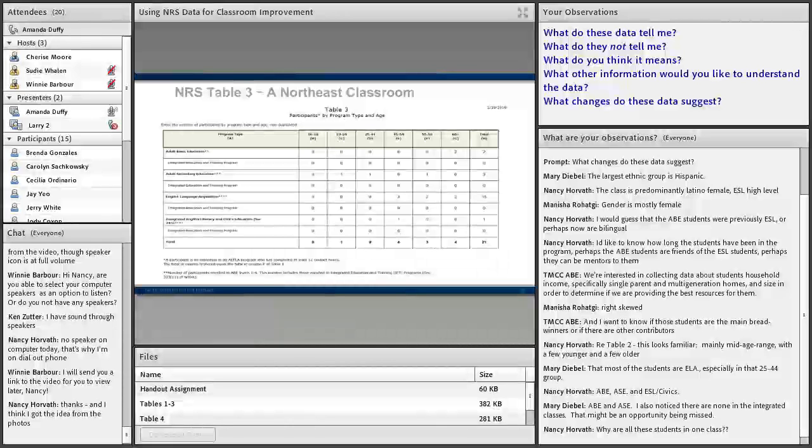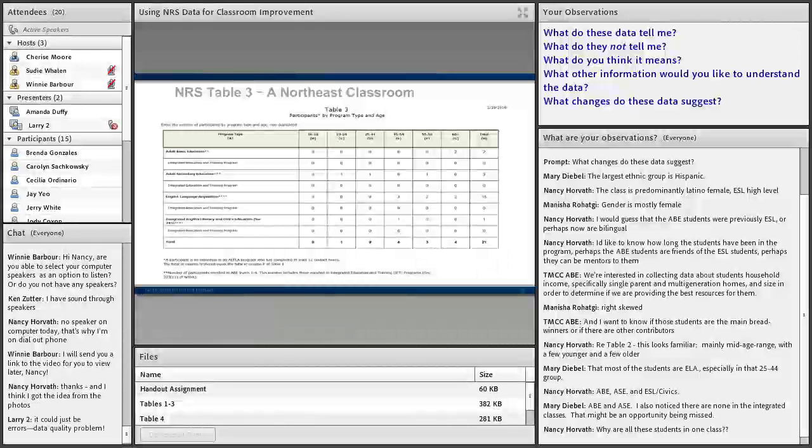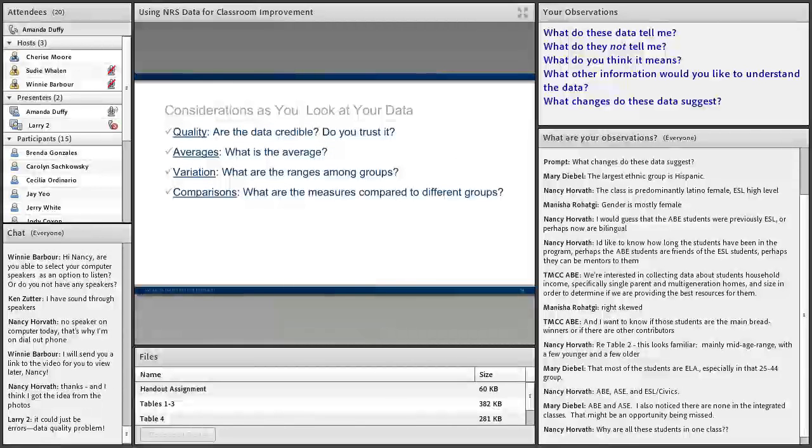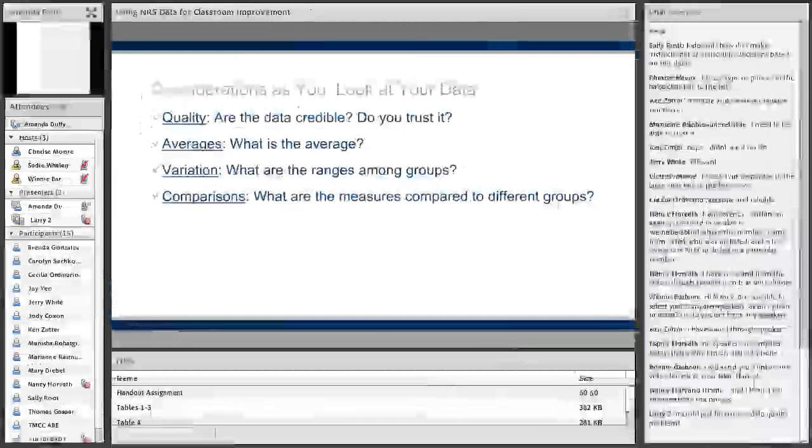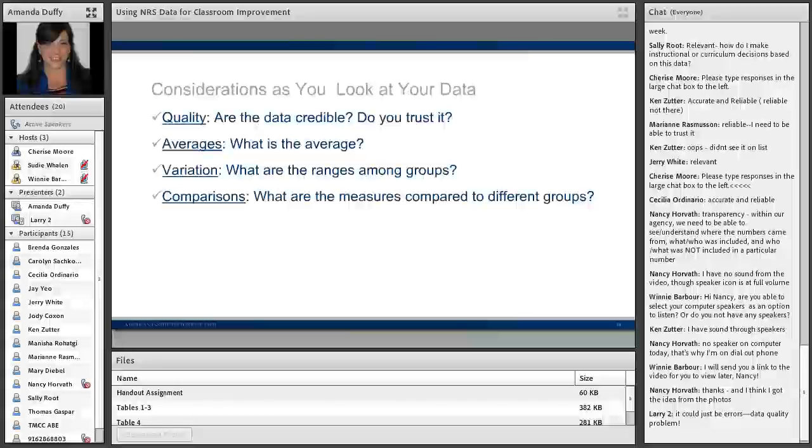So this is just some of the information that you can gain when you take a look at your individual classroom tables. And of course, it was a very short amount of time to look at the table, so you could spend a lot more time and have conversations with other teachers or program administrators to do a deeper dive. But really all in the vein of looking at, are the data credible and do you trust it? Look at averages. How can averages support decisions and help you identify trends? What's the variation? So what are the ranges among groups? And of course, what are the measures compared to other groups?